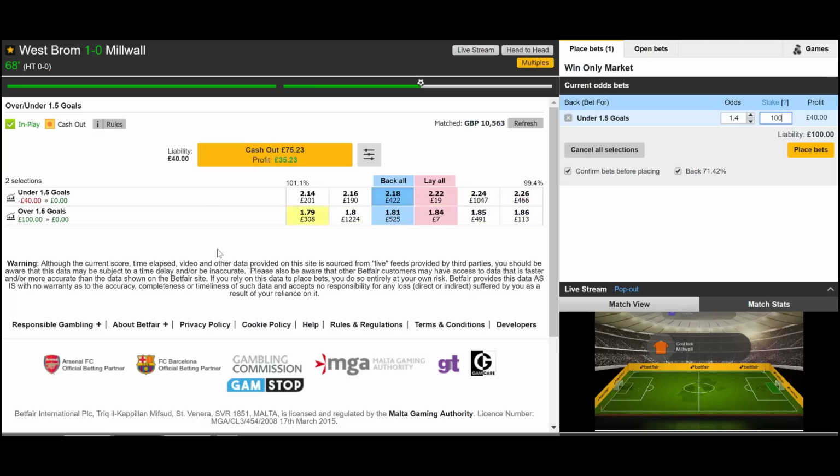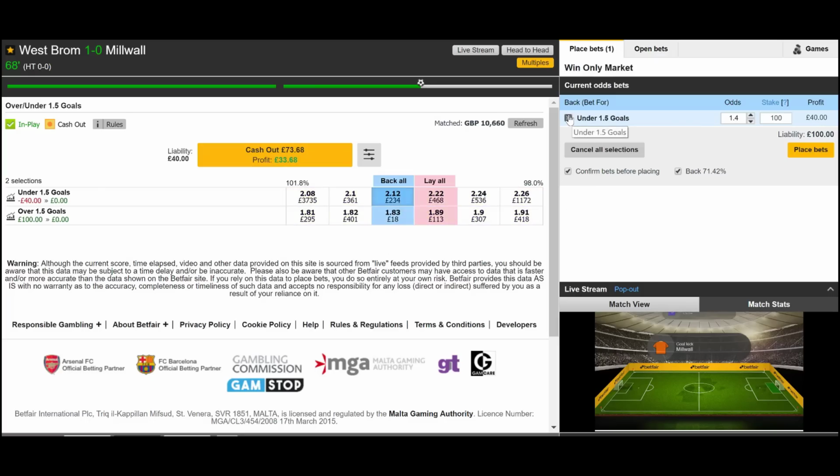But if we get a goal at any point before it hits 1.40, then we're going to win all of that. We're going to win £100. And considering the profit we could take at the moment is 34, it's almost tripling our money. So this is why it can be quite powerful to employ the trade and stop loss.